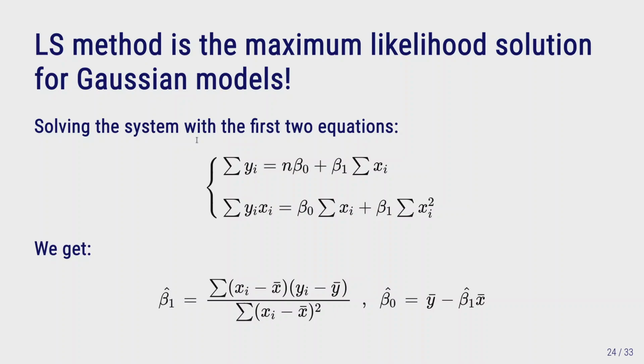So if you go through all the math, you will show that the least squares method for the linear regression, the Gaussian linear regression, is equal to the solution you get from the maximum likelihood method. In other words, for this specific model, the least squares method is a maximum likelihood solution. And the parameter estimates here are maximum likelihood estimators. These are the expressions for them that we already know. Cool, isn't it?